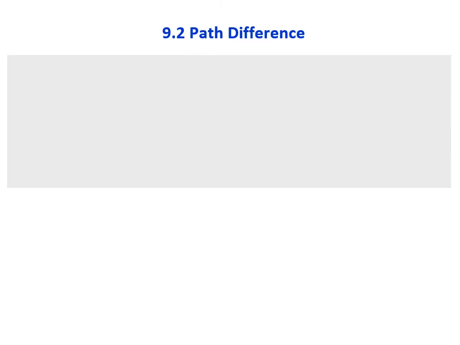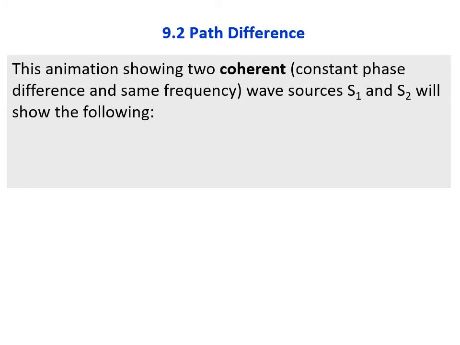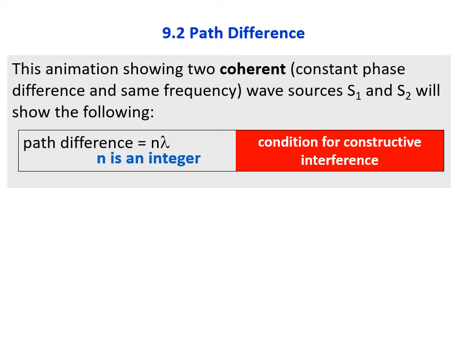Alright, so maybe you remember path difference from topic 4, but if not, we're going over it again. This animation will show two coherent wave sources. Coherent waves have a constant phase difference between them, and they have the same frequency. So we have two sources, S1, S2, and these will show the following, where you have a whole integer multiple of the wavelength between them. This is the condition for constructive interference at some distance away.